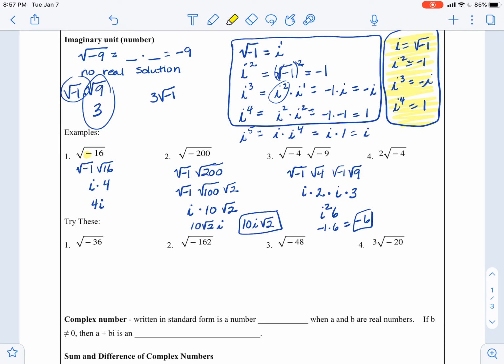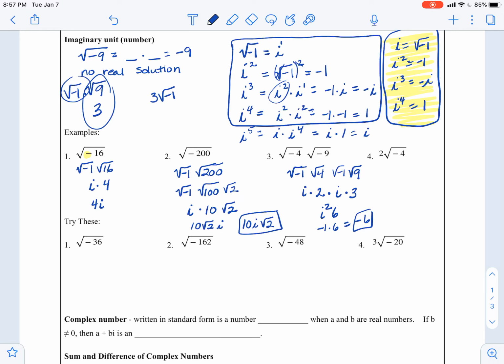A lot of times what happens is kids want to take these and multiply them together underneath the radical. That will work. Listen to the rule. That will work, but only if those are both positives. You may not just multiply underneath if one or both are negatives.